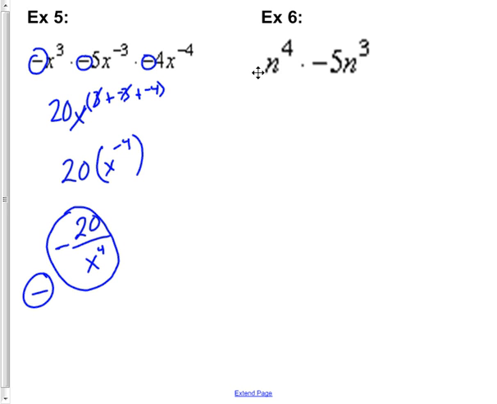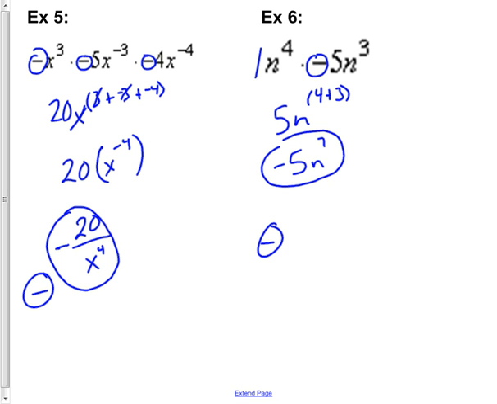So looking at the example 6, I see I have one negative right there, so I know my answer is going to be negative. I'll just write a note to myself. Now I can do 1 times 5, which is 5. And then I have n, and there's a 4 plus a 3. So I'm getting the 4 here and the 3 here. So when I rewrite it, 5 times n to the 7th, and I knew it was going to be negative, so I'll just add my negative in right here. And since my exponent is positive, I don't need to do anything else to the number.